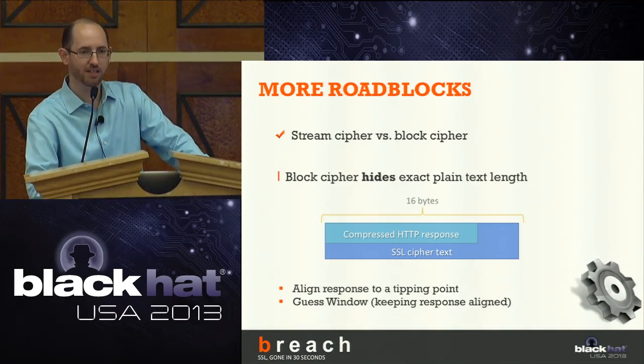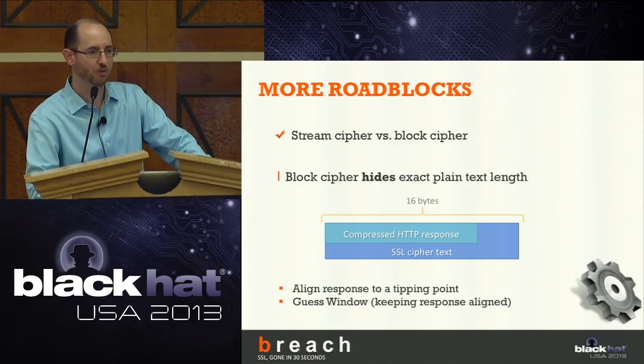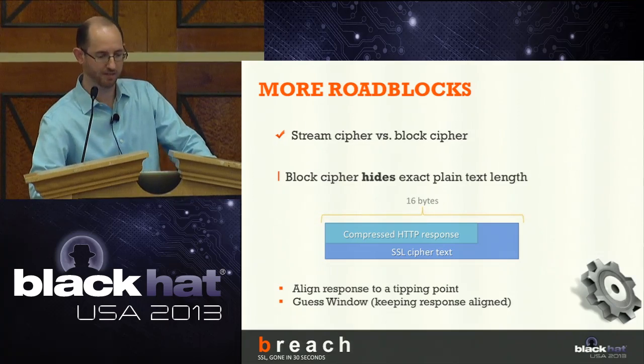Now, let's assume we aligned it and started to guess characters. So we're guessing a character, we got a winner, we want to add it. If we add it, sometimes it will still cause the alignment to go off. When the alignment goes past that tipping point, then if we try to guess another character, we won't necessarily see who's the winner, because now we're inside the next block and a byte here or there won't show any difference in the ciphertext.